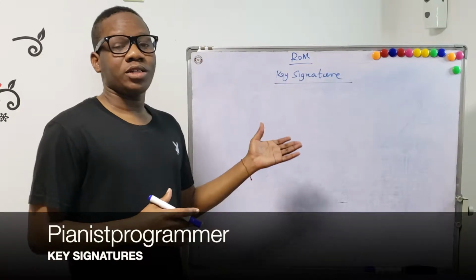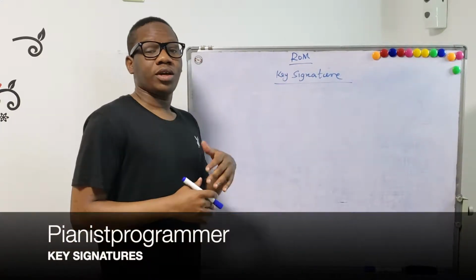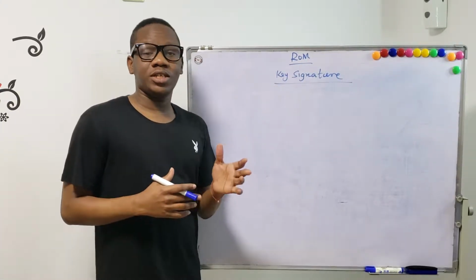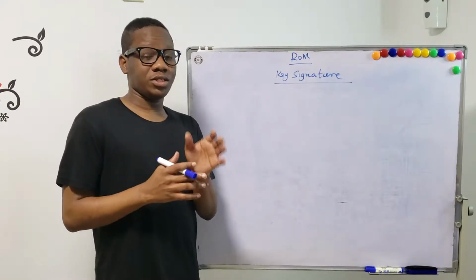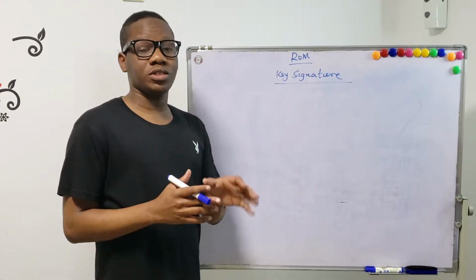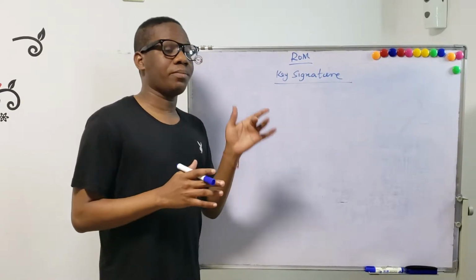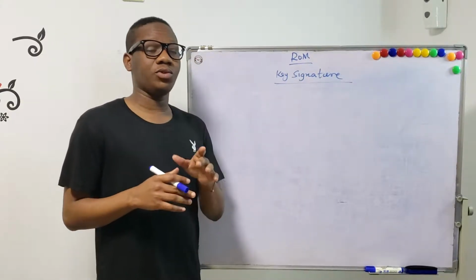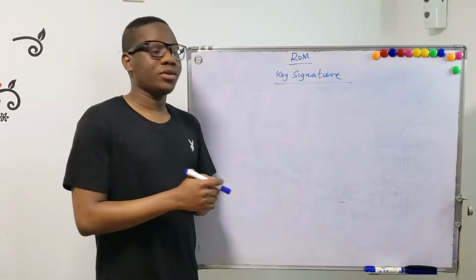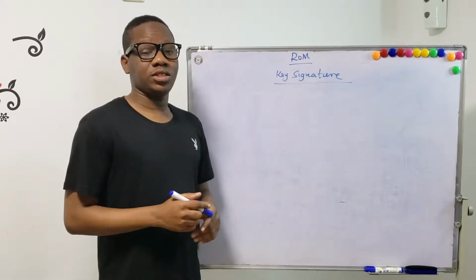So today we're going to look at key signatures. And to consider key signatures, of course, we can't talk about key signatures without referring to things like accidentals. In a previous video, I talked about accidentals. You can find the video right there. So let's look at key signatures.